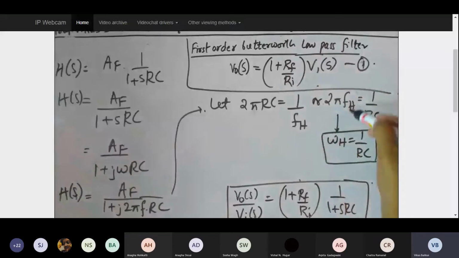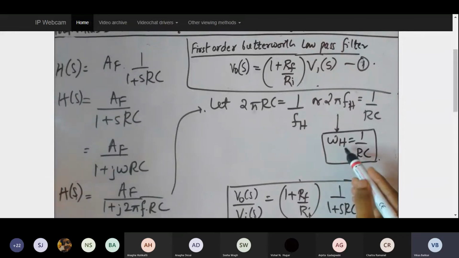FH equal to 1 divided by 2 pi RC. All these are interlinked. The only difference is that once I am writing in terms of omega, and once in terms of FH. So omega H or FH is directly proportional to 1 by RC. So what is FH over here? FH is nothing but your higher cutoff frequency, or the cutoff frequency which I was mentioning earlier.